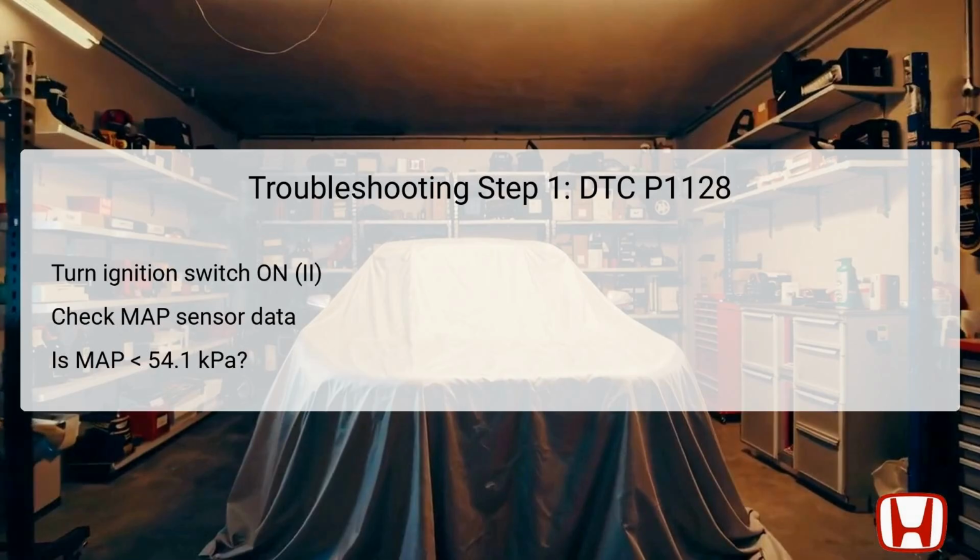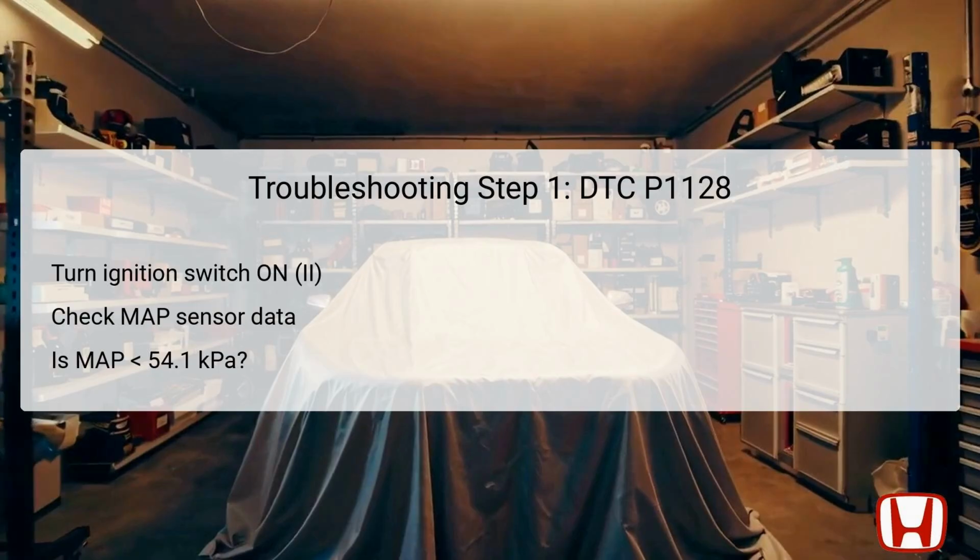For the first troubleshooting step, turn the ignition switch to the ON position without starting the engine. This enables the onboard diagnostic interface to function. Then, using the HDS Honda Diagnostic System, check the MAP sensor data in the data list. Specifically, observe if the manifold absolute pressure is reported as less than 54.1 kilopascal, which converts to 16.0 inches of mercury, or 406 millimeters of mercury.